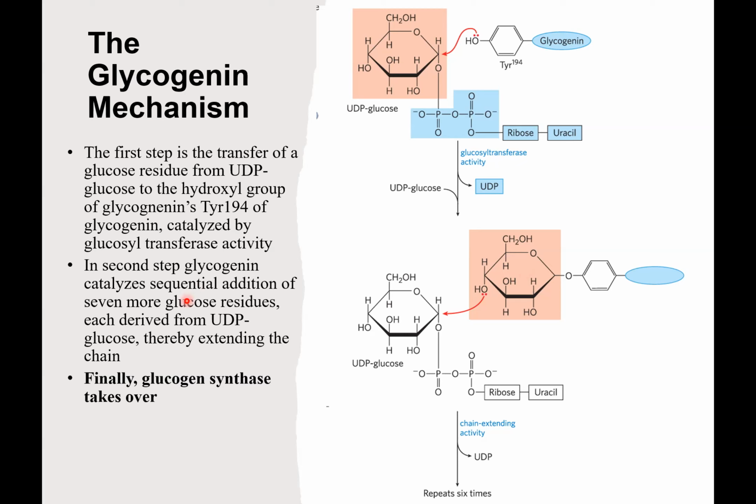And then from there, we can have the sequential addition of seven more glucose residues, each once again coming from our UDP glucose. And we keep on extending the chain. Well, I say we keep on. We do it for seven residues. It's at that point, once again, one of those kind of, to me, mysteries of biochemistry. You know, why seven residues? Anyway, that's where it stops. And glycogen synthase can then take over and we get more and more additions. And then, of course, the entrance of the branching enzyme, and we start to get what looks like a real glycogen structure.